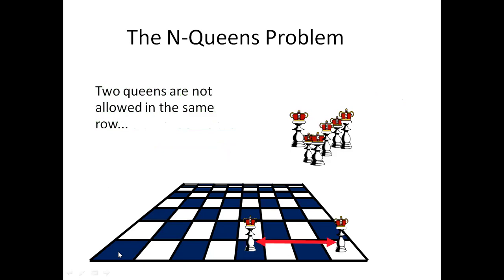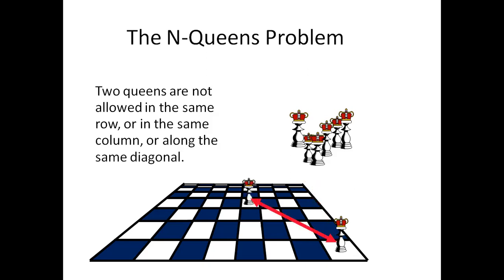That is one condition. The next condition is the same column also. If you are placing a queen here, then in this column also you can't place any queen. And the next condition is the diagonal. Once you have placed a queen, along this diagonal you cannot place another queen. These are the three conditions. Please remember these conditions.